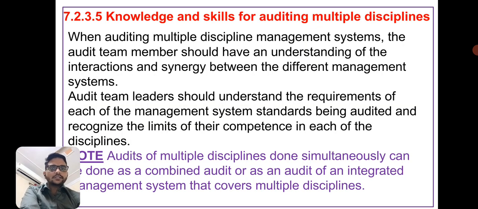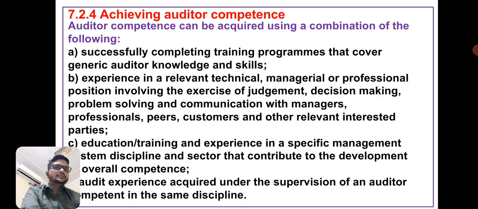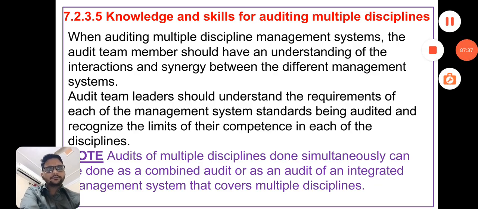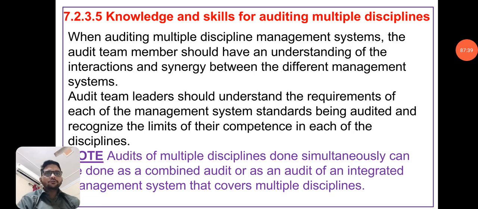Now next clause is 7.2.3.5, that is knowledge and skill for auditing multiple disciplines. What are the knowledge and the skills? 7.2.3.5, that is knowledge and skill for auditing multiple disciplines. Multiple disciplines mean multiple management systems.